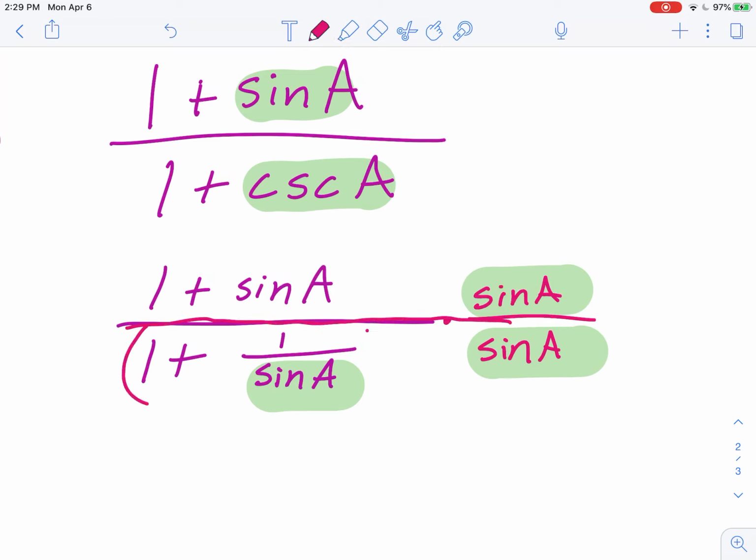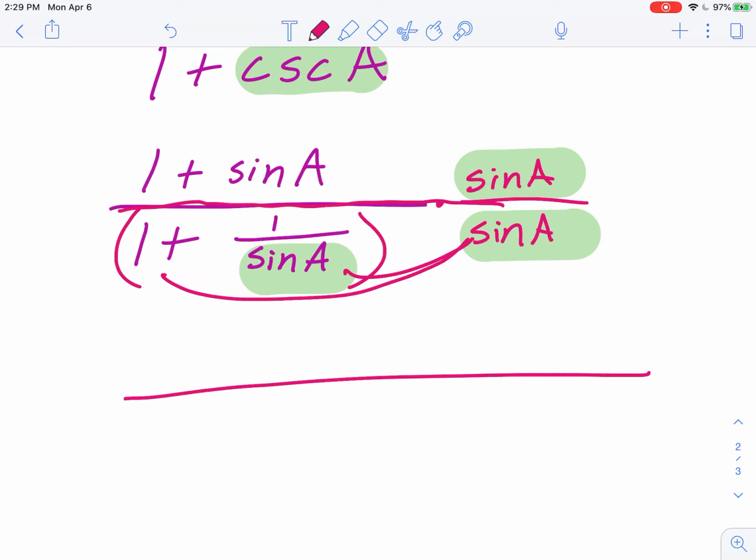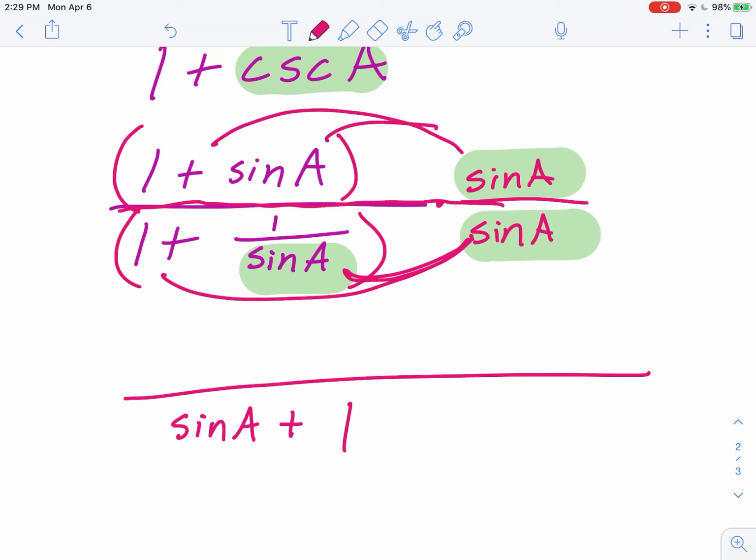So let's do the downstairs first, because that's where the complex fraction is. If I distribute in the bottom, sine of A times 1 is sine of A. Plus, when I distribute to the next one, it's sine of A times 1 over sine of A, that's 1. Now the question is, in the top, do we want to distribute or leave it factored? Well, you could try distributing, but then you're going to realize it was a mistake, because in general, you only want to distribute in the part where there's the complex fraction.